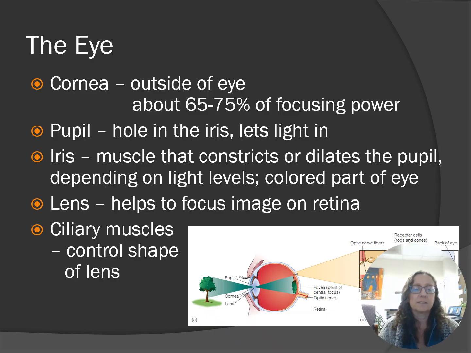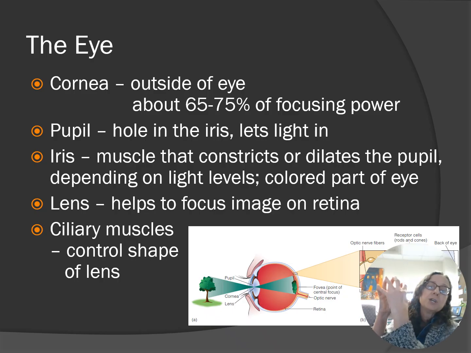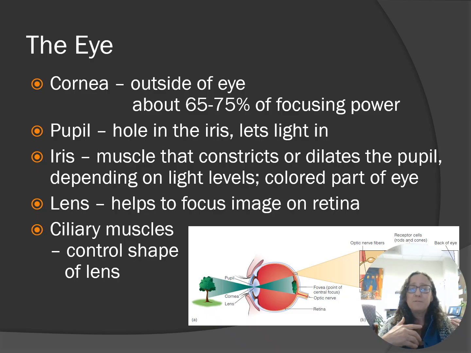That's for other classes. And then behind that, so we have the cornea, it goes through the pupil, and it also goes through this lens, which is going to do less of the bending of light, but it's going to be able to change so that we can allow for accommodation, and I can focus on the back of the retina what I'm looking at, depending on whether it's close or far away. So it's helping to focus the image on the retina, and the ciliary muscles are controlling the shape of the lens.